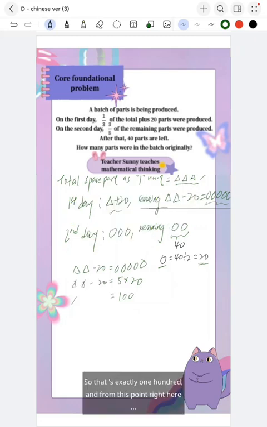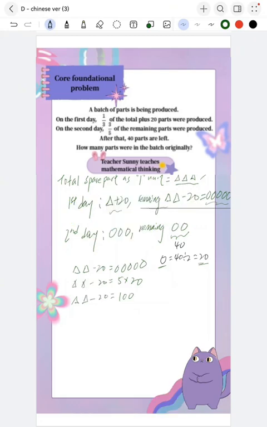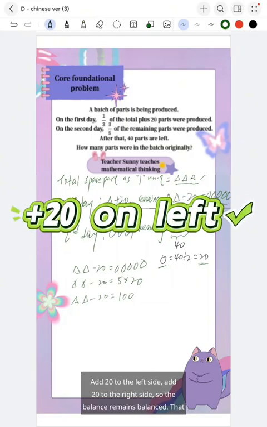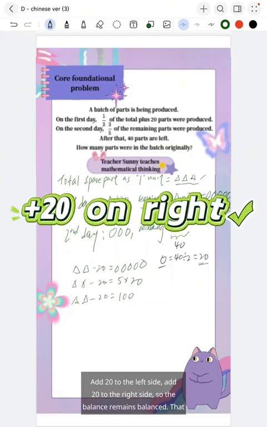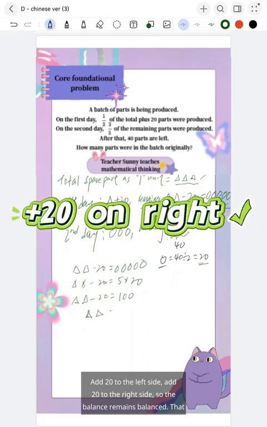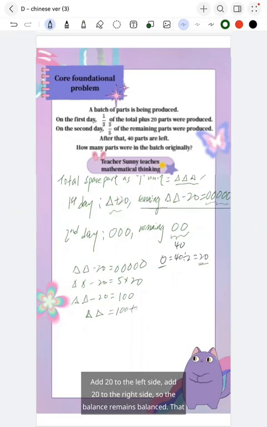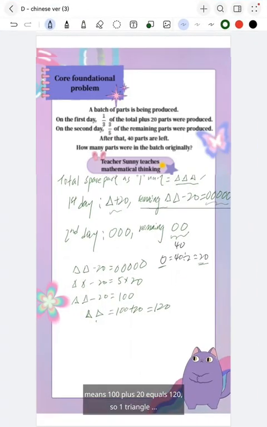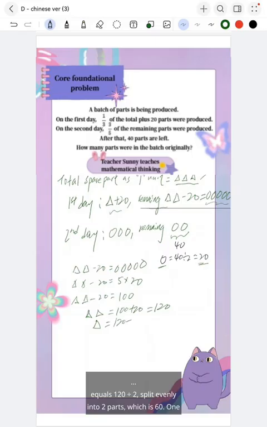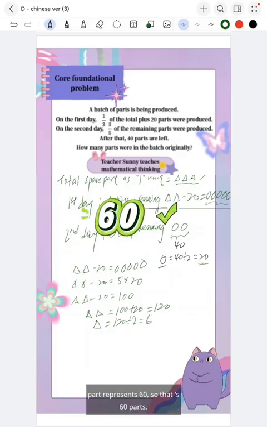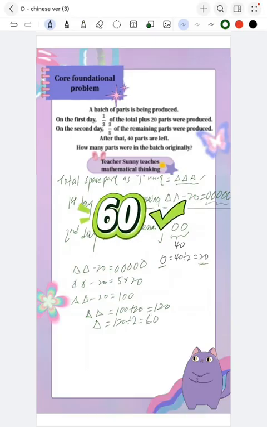So that's exactly 100, and from this point, add 20 to the left side of the equation, and add 20 to the right side, so the overall balance remains balanced. That means 100 plus 20 equals 120, therefore one triangle equals 120 divided by 2, split evenly into 2 parts, resulting in 60. One single part represents 60.